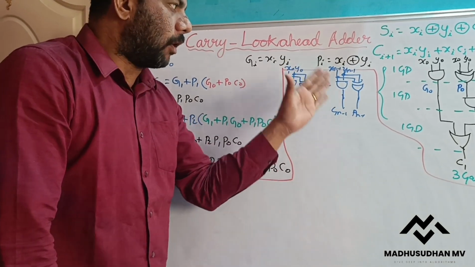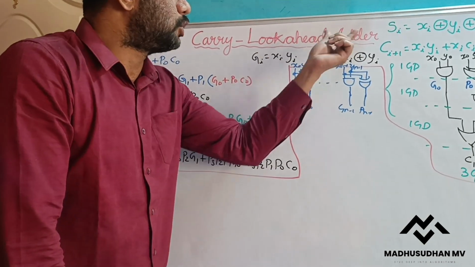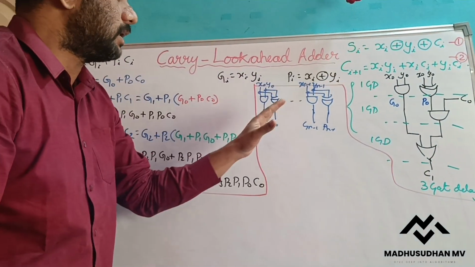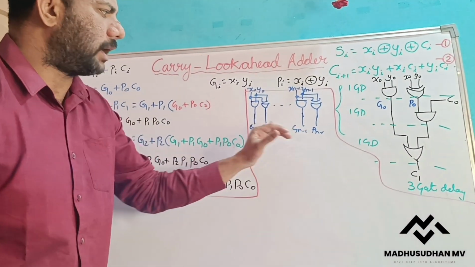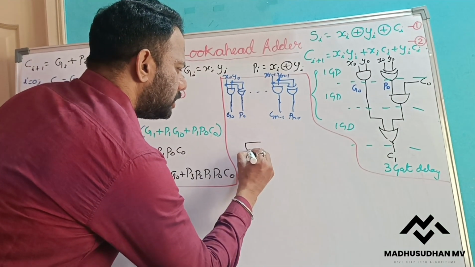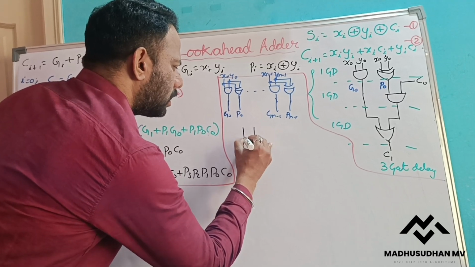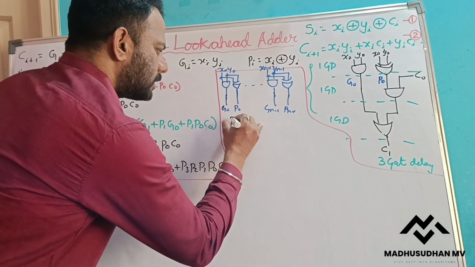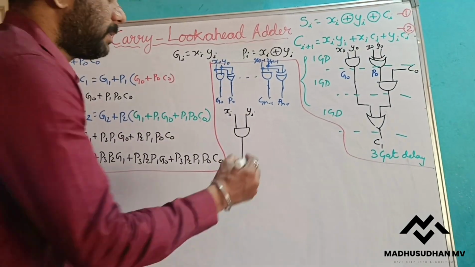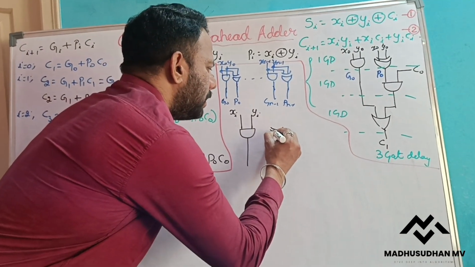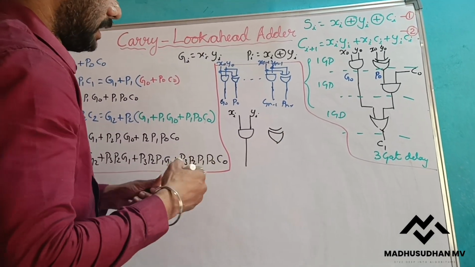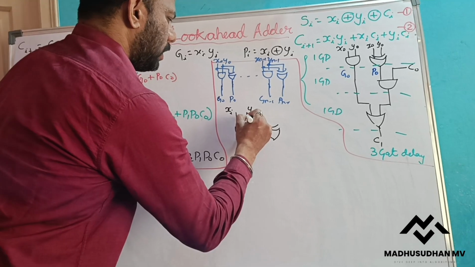So I have generated these. But my intention is to add. To add, I need to get this equation. To get this equation, I need Gi and Pi also. How do I get Gi? I get Gi by multiplying Xi and Yi. And how do I get Pi? I get Pi by exclusive ORing Xi and Yi.